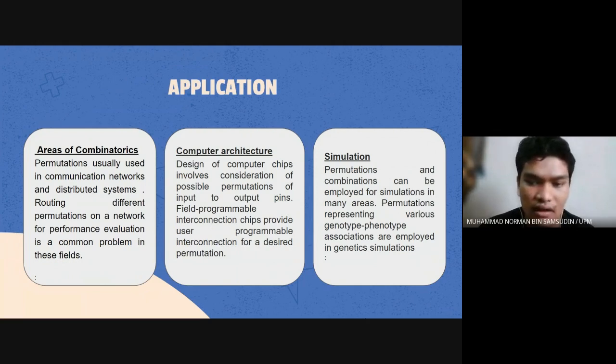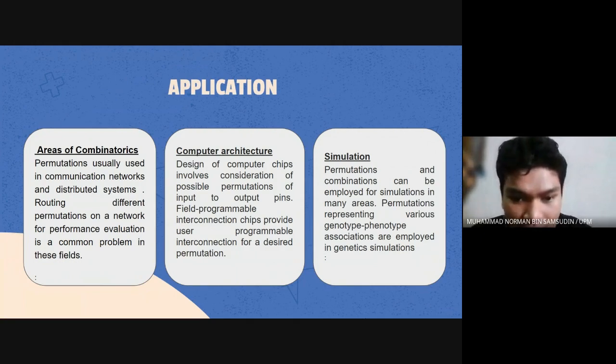Then lastly, simulation. Permutations and combinations can be employed for simulations in many areas. Permutations representing various genotype and phenotype associations are employed in genetic simulation.